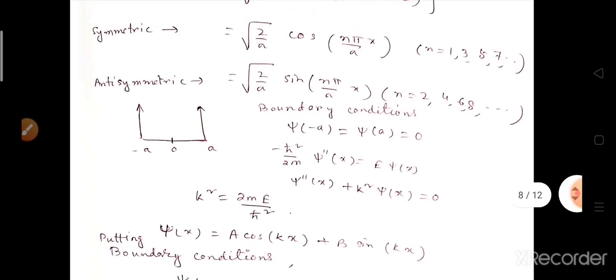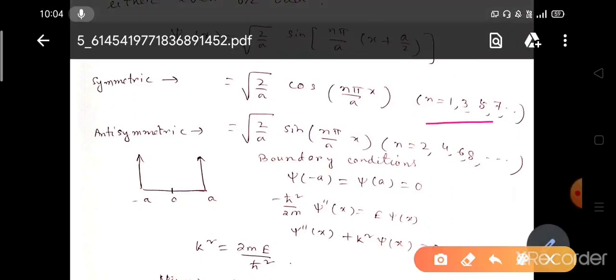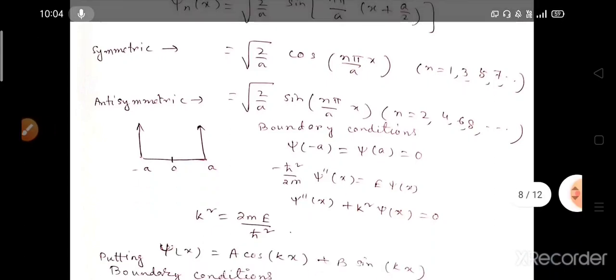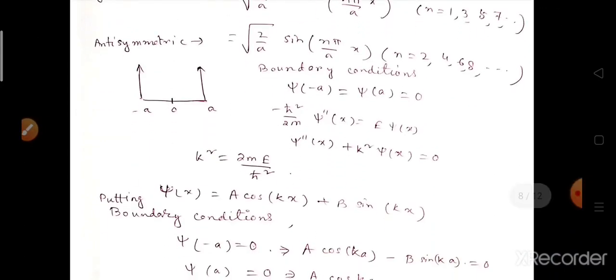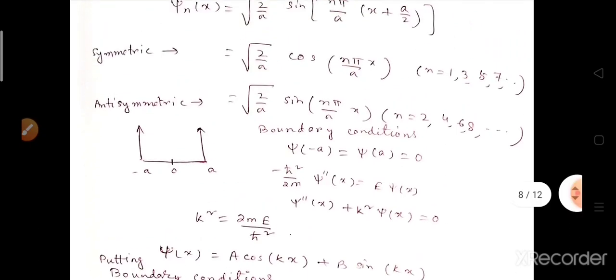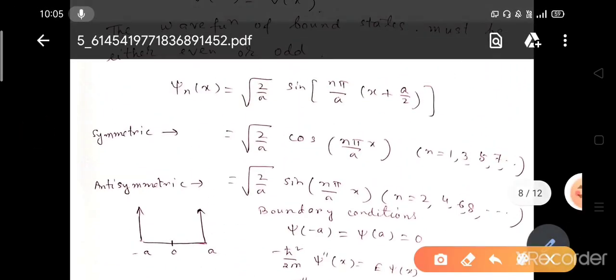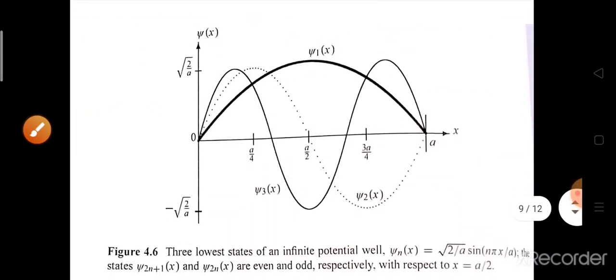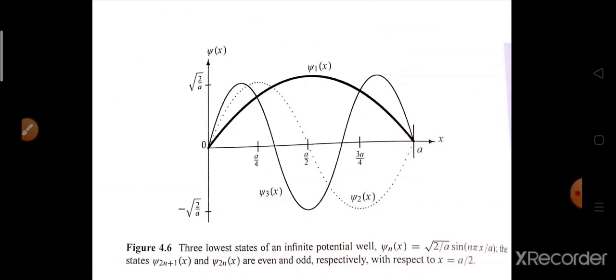So how did you get this? Why, for n equals odd this is cosine, and for n equals even this is sine? Because of the boundary conditions. As these boundaries are symmetric, you solve the Schrodinger equation the same way as previously, and you put the boundary conditions, and you will find that one term will be 0 for some values of n, and the other term will be 0 for other values of n. So for n equals odd, only the cosine term will survive, and for n equals even, only the sine term will survive. Now we'll understand the wave function nature and the energy levels.